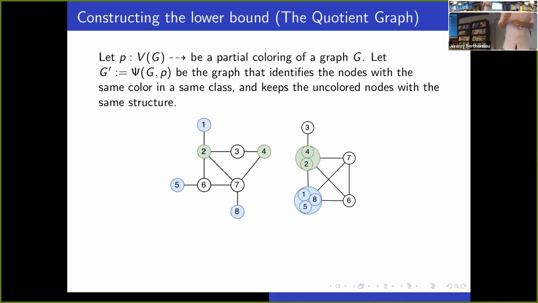How do we construct the lower bound? We take P, a partial coloring of the graph G, and we define a new graph associated with this partial colored graph. This graph is called the quotient graph. It's the graph that identifies the nodes with the same color in the same class and keeps the nodes with the same structure.